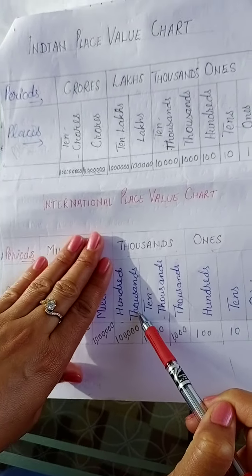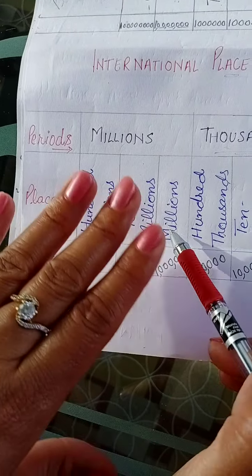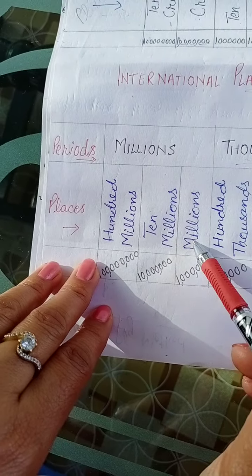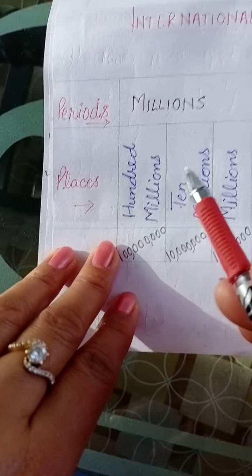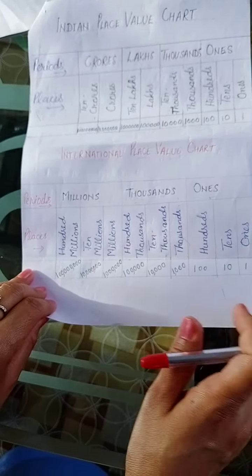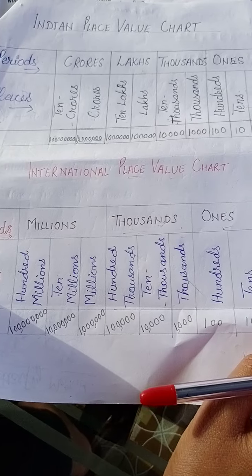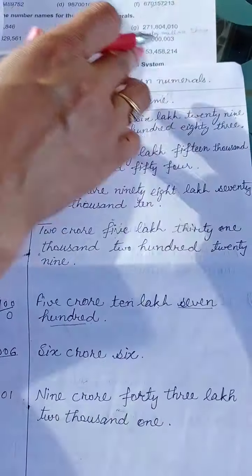And the next period is millions. Again you have three places: millions, 10 millions and 100 millions. Okay, this is our international system of numeration. Okay, let us do question number 1 of worksheet 4. This is your worksheet 4.